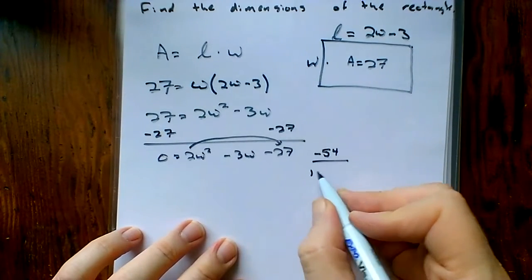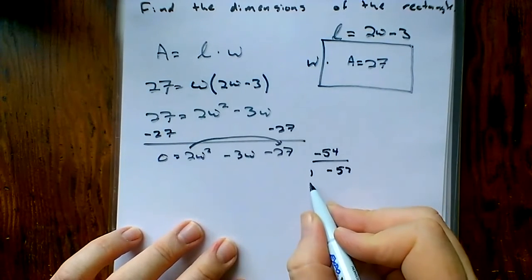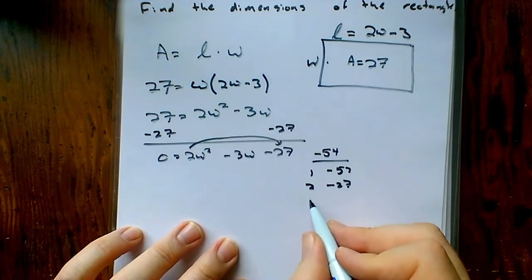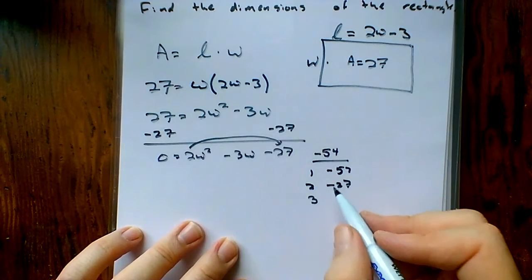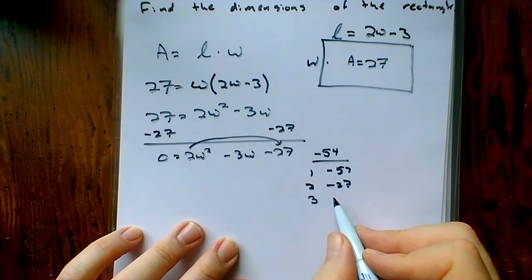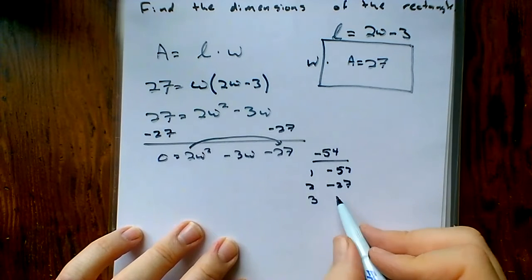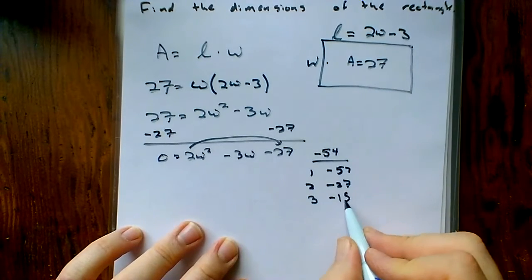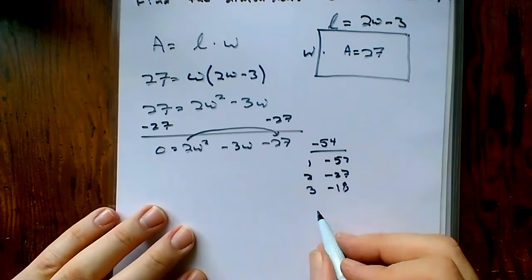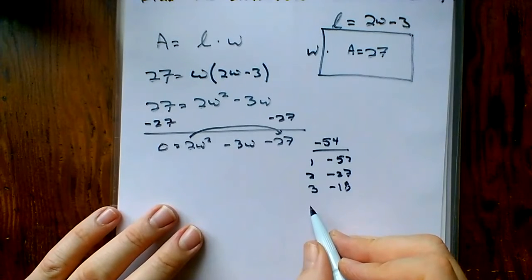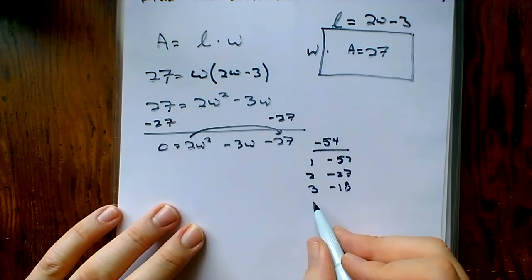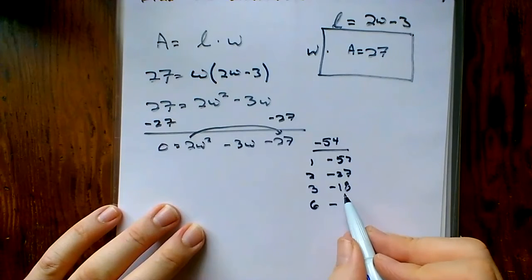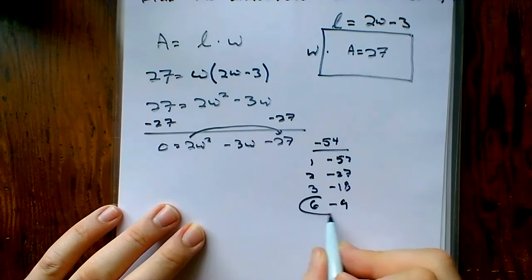Well, let's see. 1 and negative 54, no. 2 and negative 27, no. 3 times, what would that be? 24? No, actually, how about 18? 3 times 18, no. 4 doesn't go into that, 5 doesn't go into that, but 6 does. 6 would go in here. It looks like 6 goes in here 9 times, and there we have it.